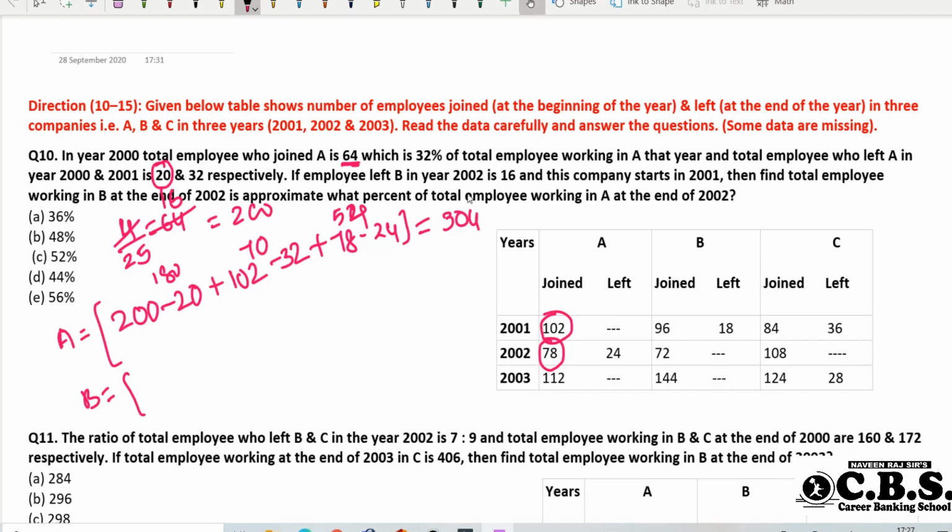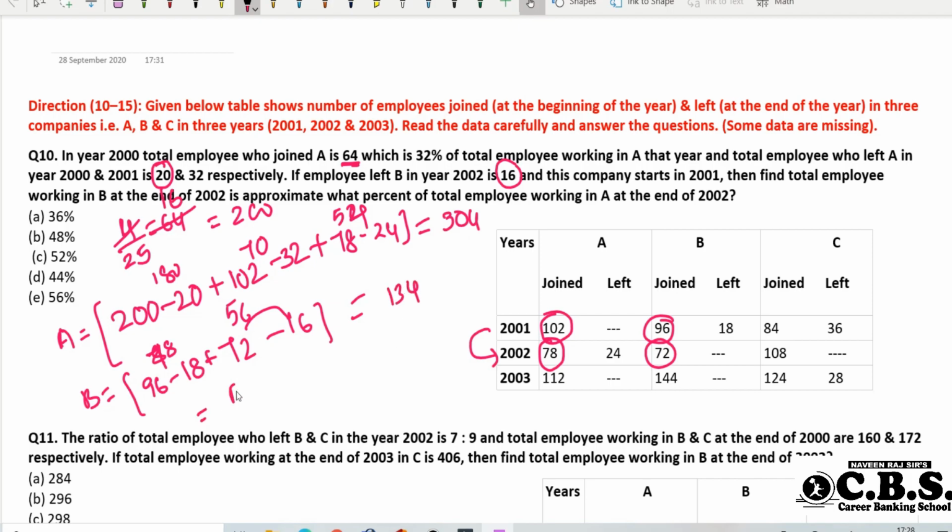For B company, 2002 means only specific. He didn't mention 2000, so you consider from 2001 to 2002. In 2001, how many are there? 96 are there. How many left? 18 left. It is 72. In 2002, he mentioned 16 employees left. So it is 78, and this is 56. So nothing but 134.